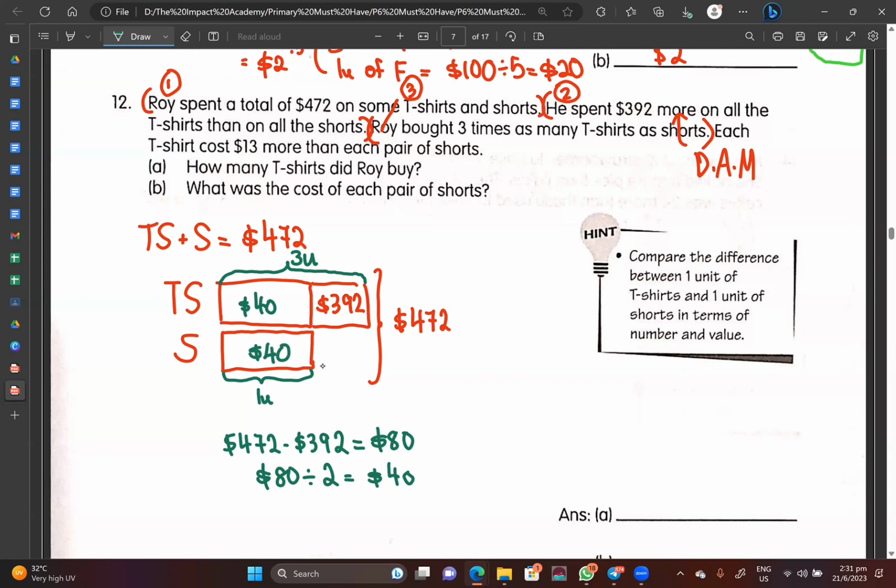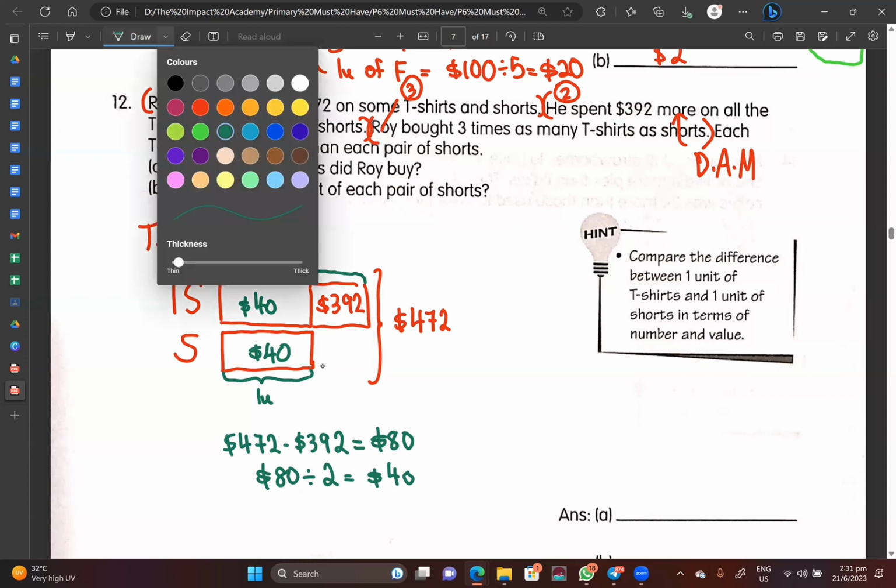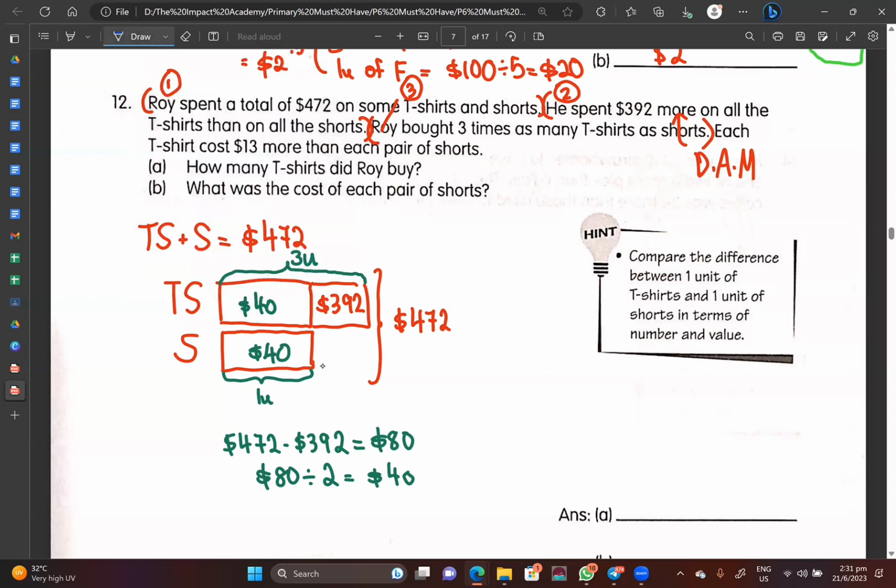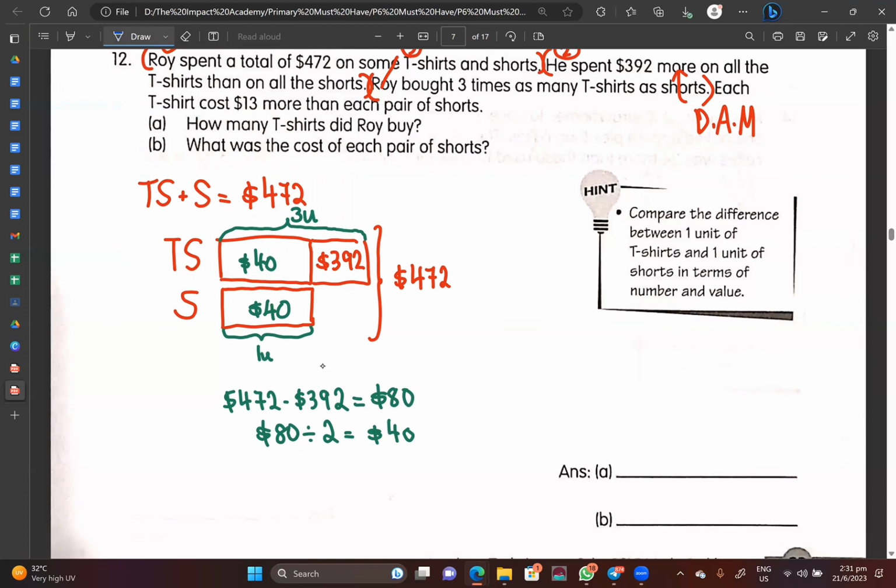So from here itself, you can obviously see that t-shirt is $40 plus $392, and shorts is just $40. So what am I going to do next? I'm going to write it out. I'm going to say that 3 units of t-shirt equals $40 plus $392, and that brings me to $432. That is for 3 units of t-shirt.